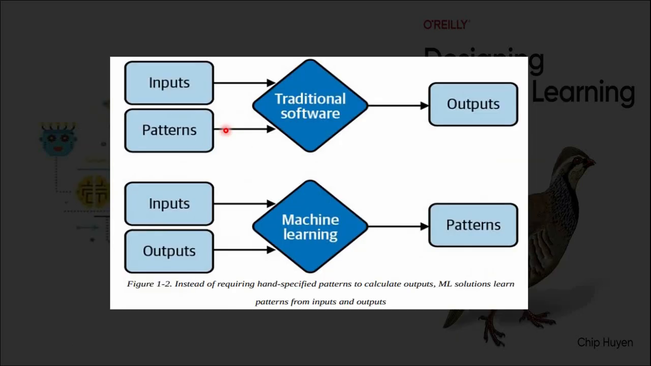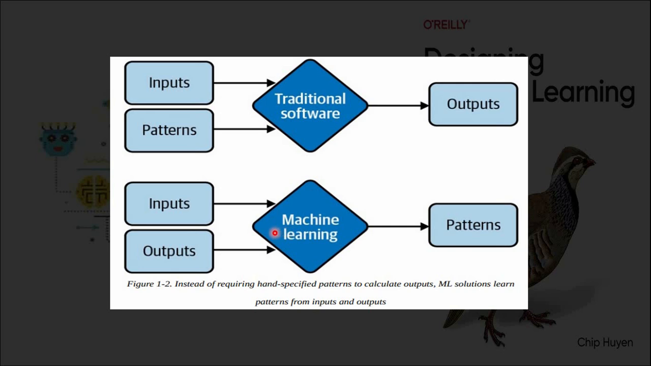Okay, in this image I have traditional software and machine learning. What's the difference between traditional software and machine learning? In traditional software I have inputs and patterns, and lastly I have outputs, like a function to add two numbers. I add two numbers and I have the output. Let's say I want to add 3 plus 2. The final output is 5. Okay, that's traditional software.